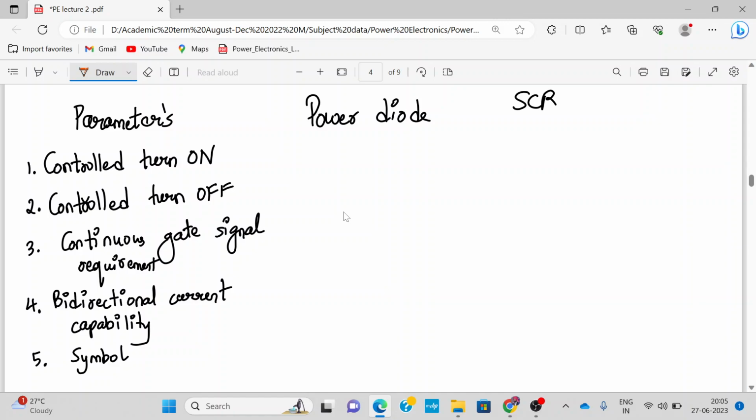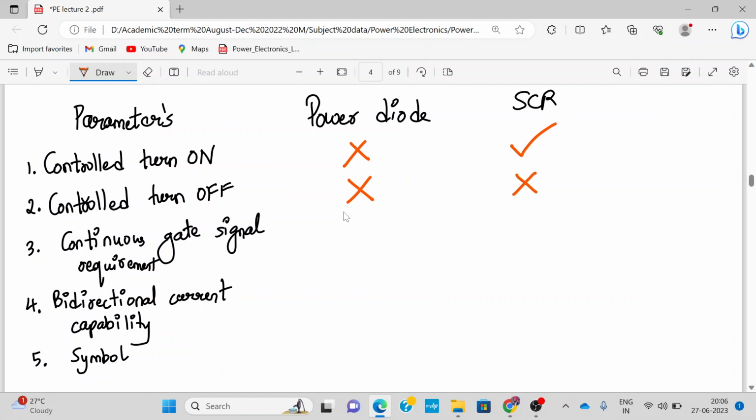In case of a power diode, is the turn on controllable? No. In case of SCR, is the turn on controllable? Yes. In case of power diode, we cannot even turn off the diode properly. It makes its own decision, so this is not controllable. But in case of SCR also, its turn off is uncontrollable. It's very, very difficult to turn off an SCR.